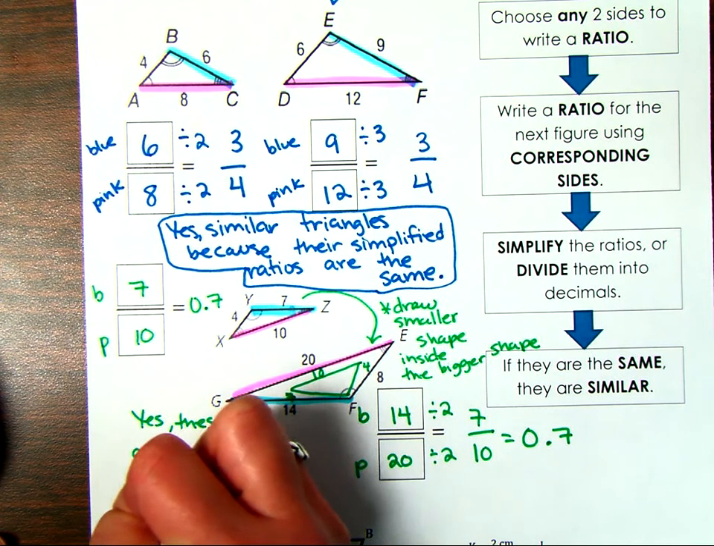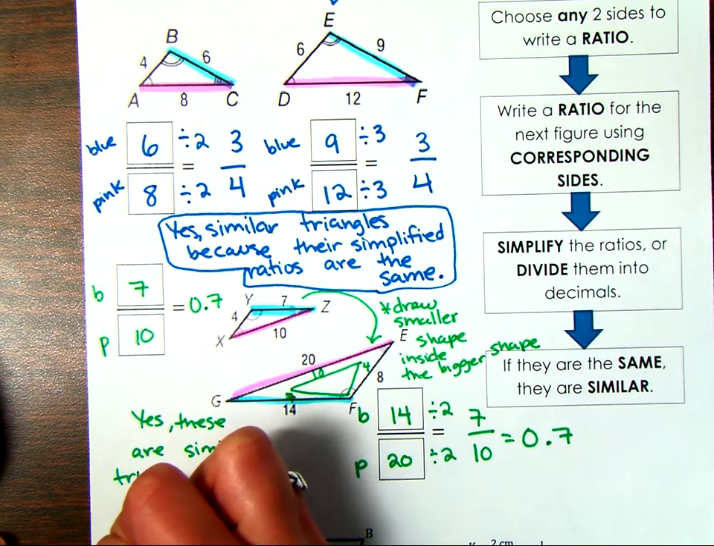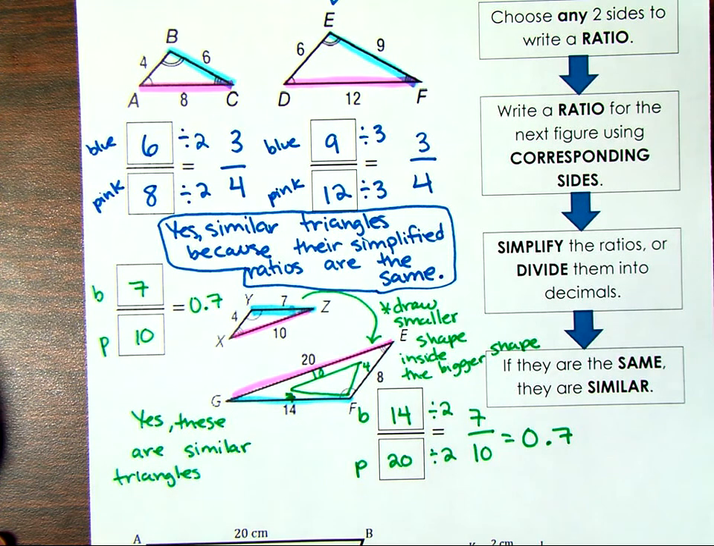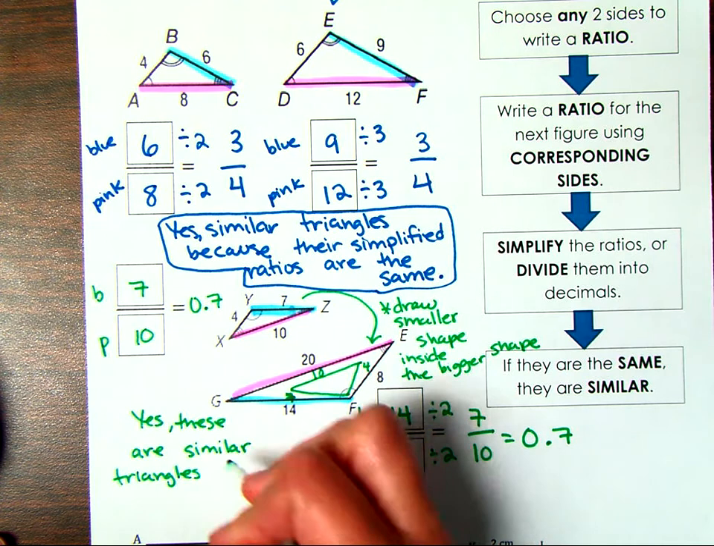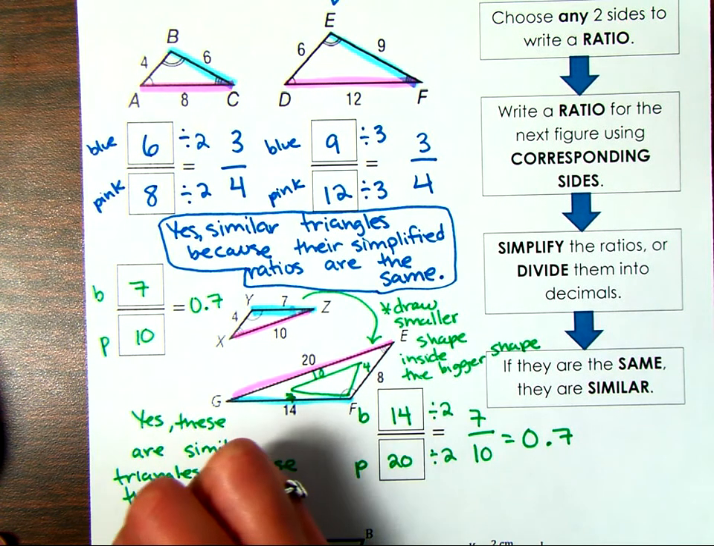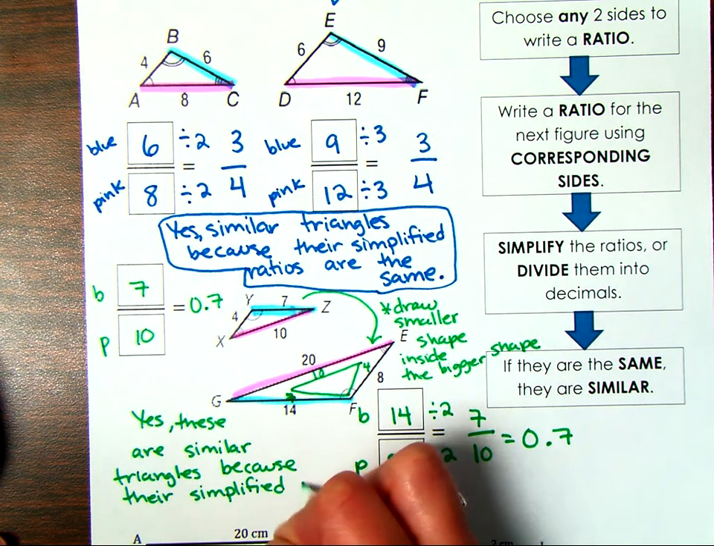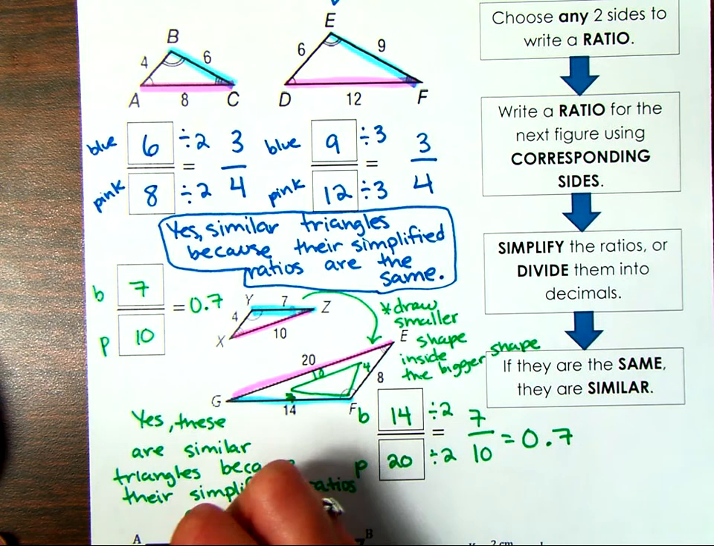So these are similar triangles, and we wouldn't say just because they're triangles, they are similar triangles, but because their simplified ratios are the same.